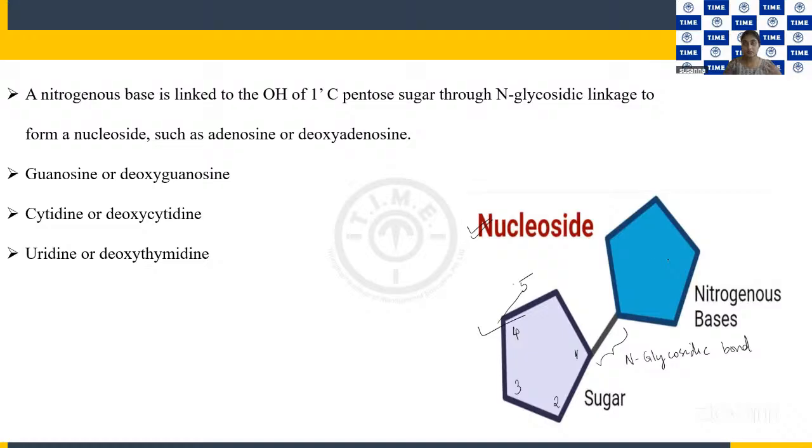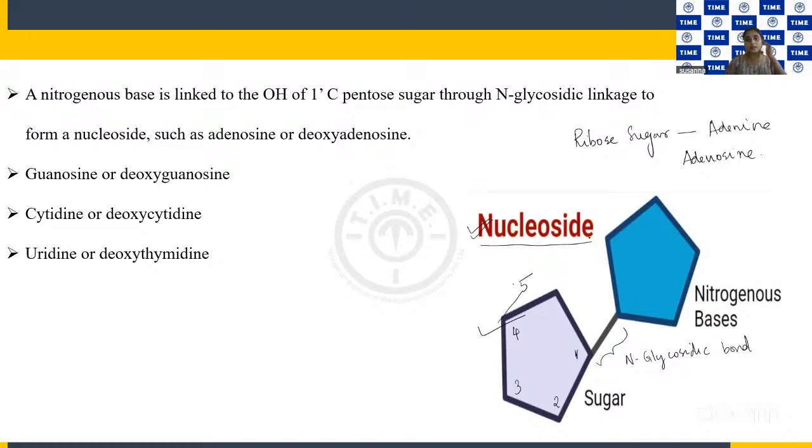In case the sugar is ribose, so I'll just mention here, we have this ribose sugar. To the ribose sugar, adenine, a nitrogenous base, is attached via N-glycosidic bond. So we call it adenosine. Generally we call them nucleosides.